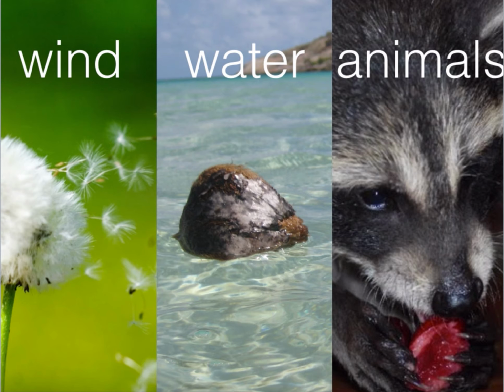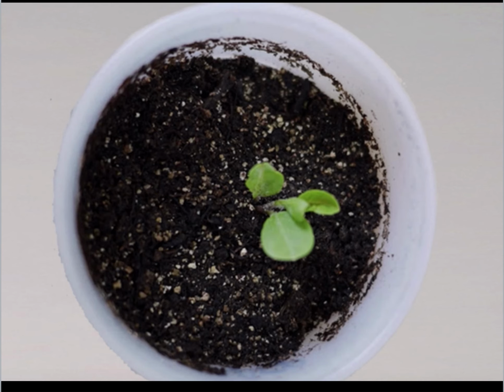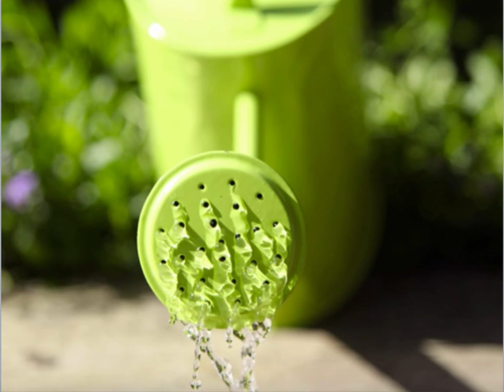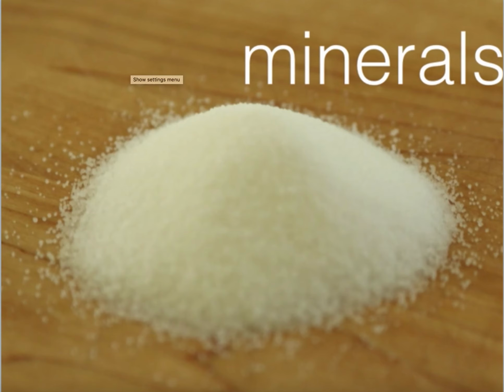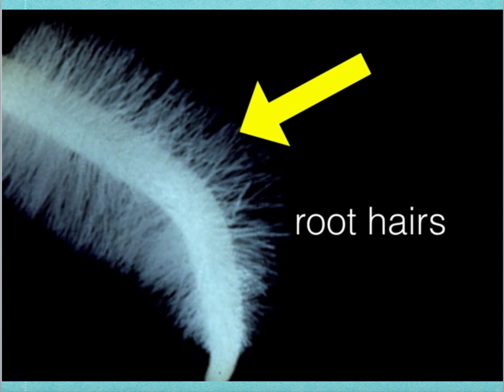Now, once the seed gets spread, it needs a couple things to grow successfully. A plant or seed needs water, and it needs minerals. Remember this? It kind of looks like salt, right? And typically, the seed will grow roots. So the roots are what transports the minerals to the seed.